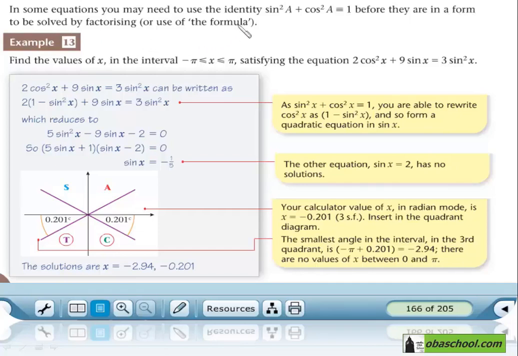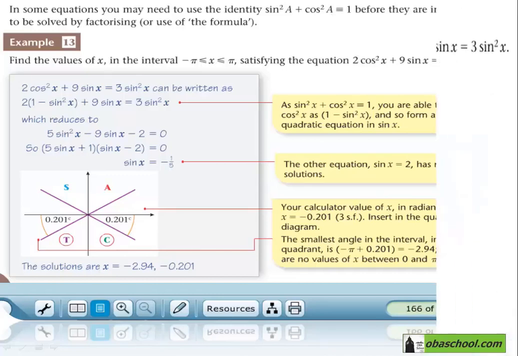In this example, we need to find the value of x in the interval where x is between minus pi and pi, satisfying the equation 2 cosine squared x plus 9 sine x equals 3 sine squared x. Here we have cosine and sine as quadratic equations. We need to use the identity in order to change it all to be in one trigonometric ratio, so all of it in terms of cosine or sine, then we factorize.